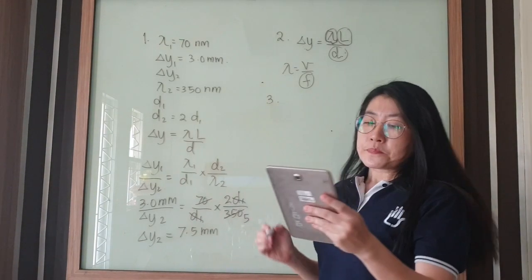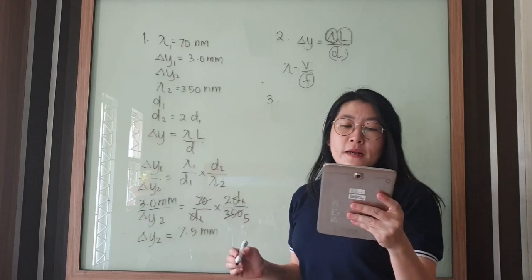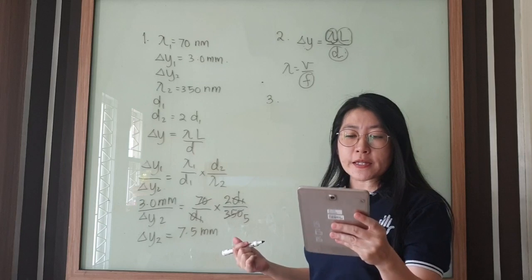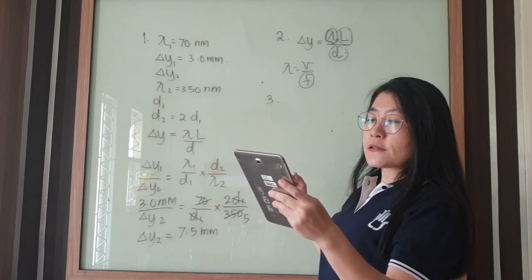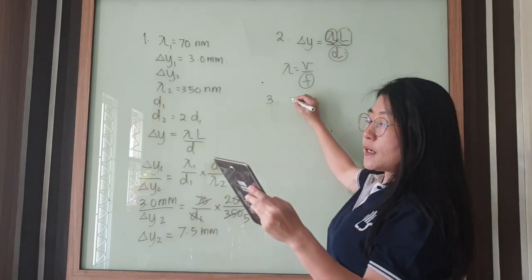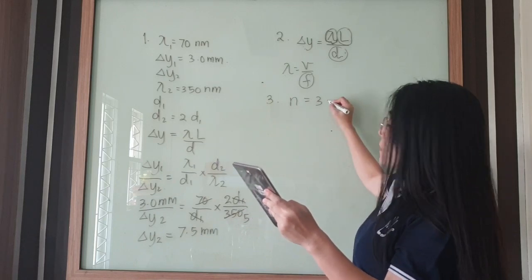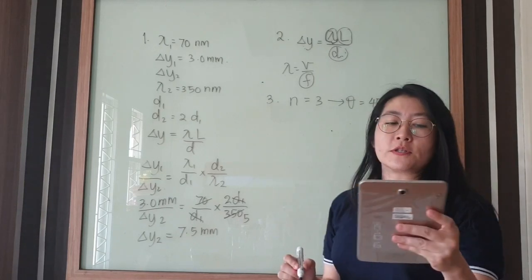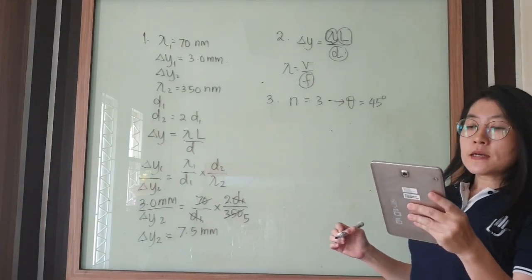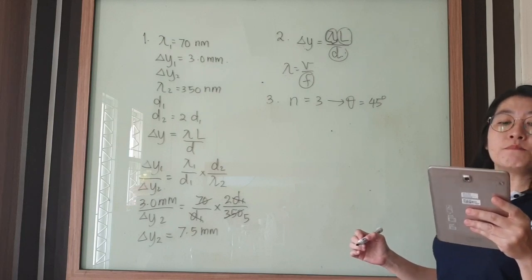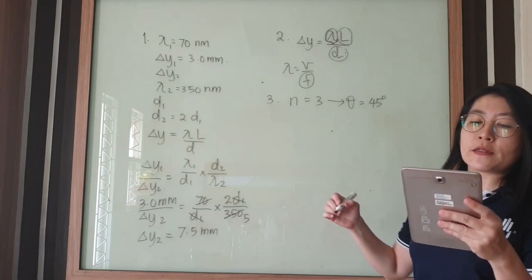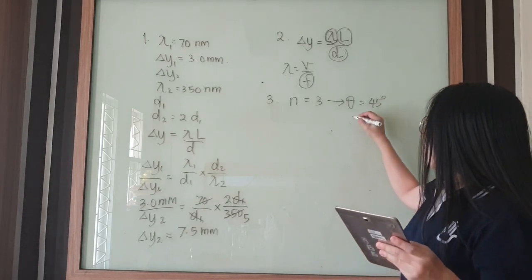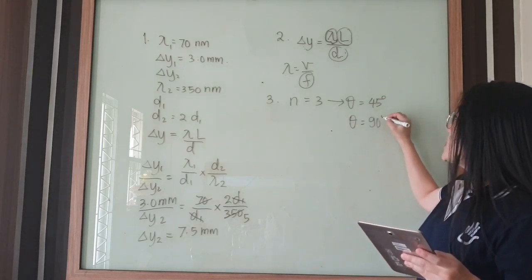Number 3, a narrow beam of monochromatic light is incident normally, perpendicular, on a diffraction grating. Third order diffracted beams are formed, so n equals 3, at an angle of 45 degrees to the original direction. What is the highest order of diffracted beam produced by this grating? The highest order of diffracted beam will be produced when theta is equal to 90 degrees.